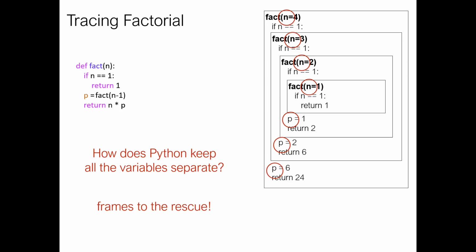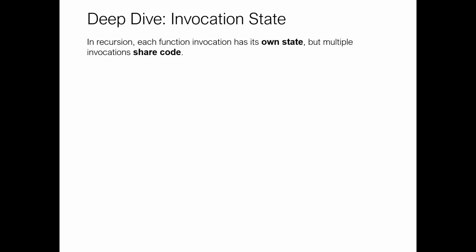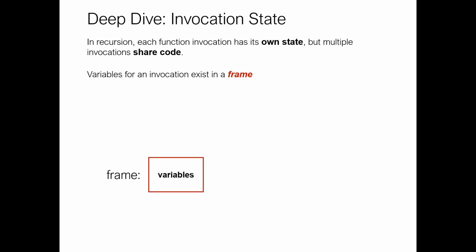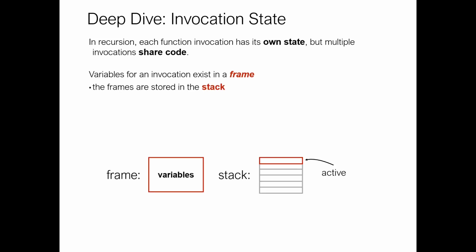The answer is frames. So in a recursive function, each function invocation has its own frame. That's where we store variables. So each function invocation gets its own set of variables, and they can reuse the names. But what we're going to find is that every single invocation of a function is going to use the very same code. So variables live in frames, and those frames are stored in stacks when we run the actual code.